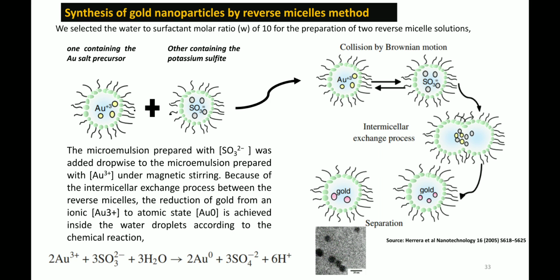If you see the TEM image of these gold nanoparticles, you can see that they are in the range of 10-15 nanometers in diameter. For more information about the synthesis of gold nanoparticles by the reverse micelle method, you can look at this paper written by Herrera et al. in the journal Nanotechnology, volume 16, published in the year 2005, page number S618.